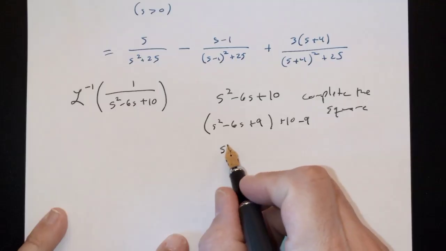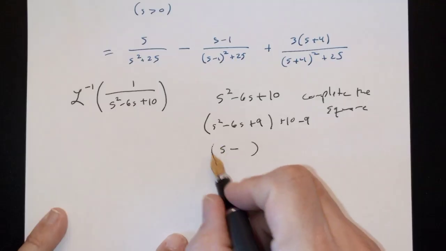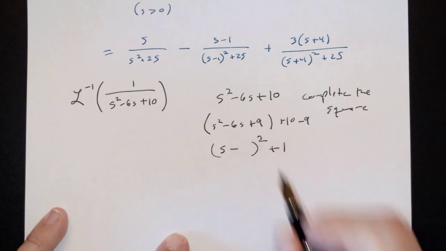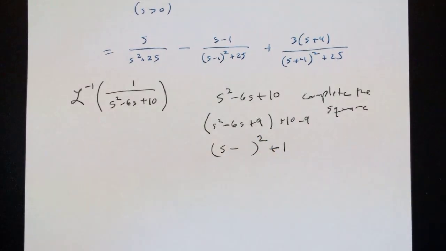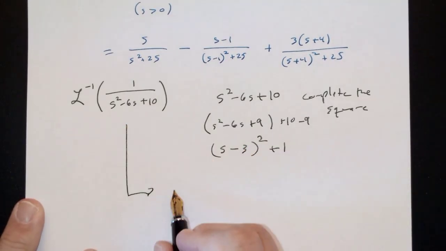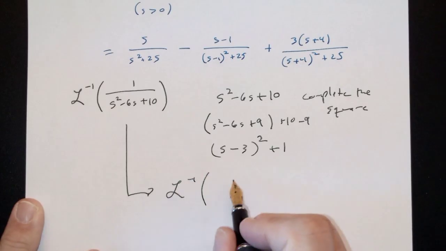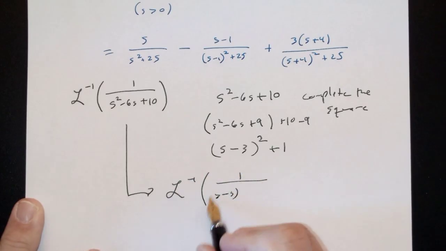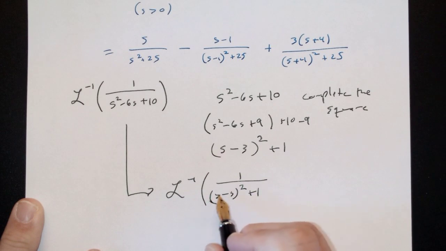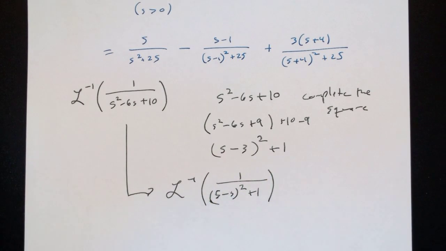And I get s minus something squared plus 1. What's the something? Bingo. Which makes this the inverse transform of 1 over s minus 3 squared plus 1. And that looks like Formula 11, doesn't it? Hot damn. It's a shifted version of a over s plus a.